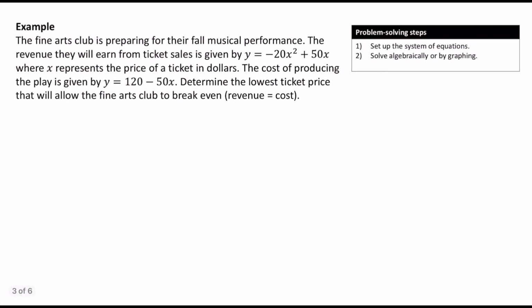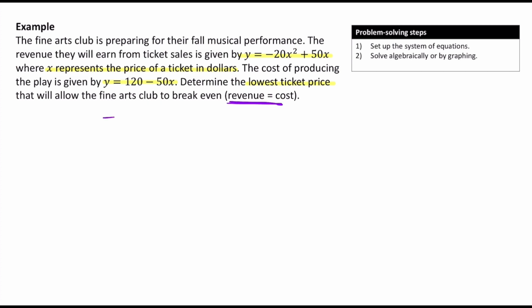So now let's try this example. It says that the Fine Arts Club is preparing for their fall musical performance. The revenue they will earn from ticket sales is given by y equals negative 20x squared plus 50x, where x represents the price of a ticket in dollars. The cost of producing the play is given by y equals 120 minus 50x. Determine the lowest ticket price that will allow the Fine Arts Club to break even, where their revenue equals their cost. So we know that we want revenue to equal cost.